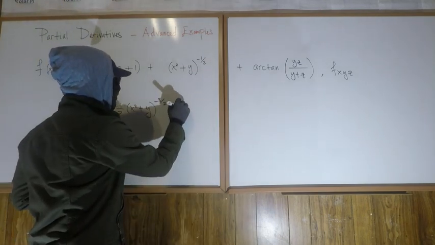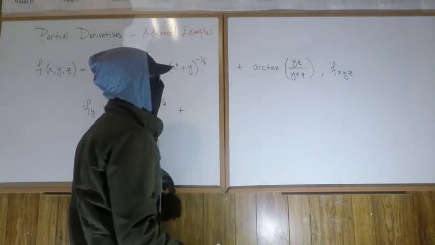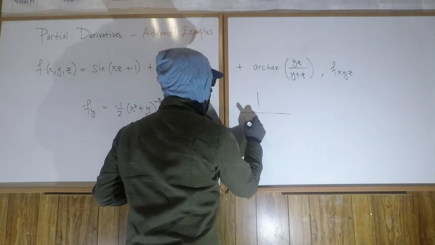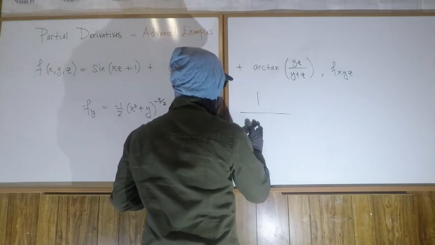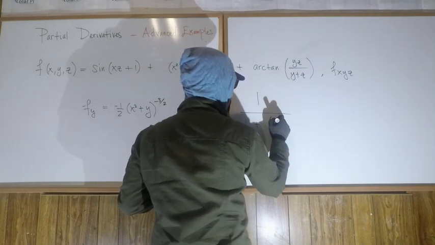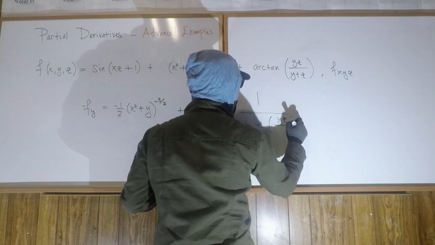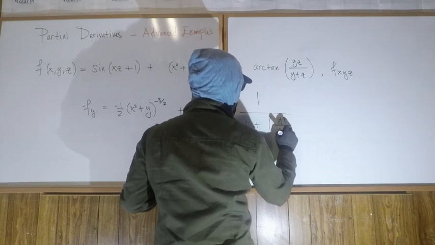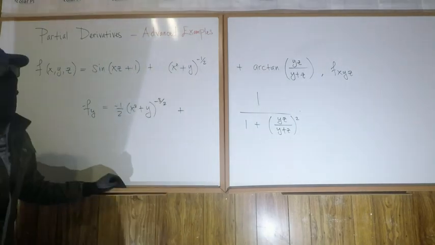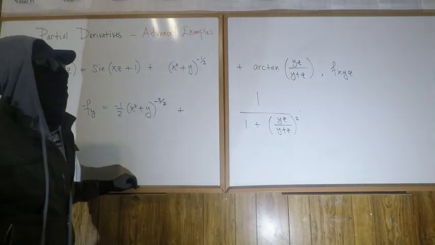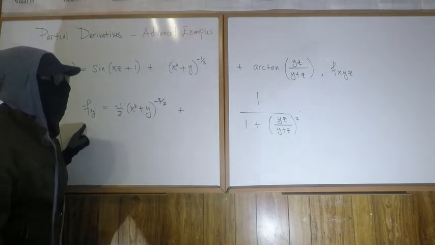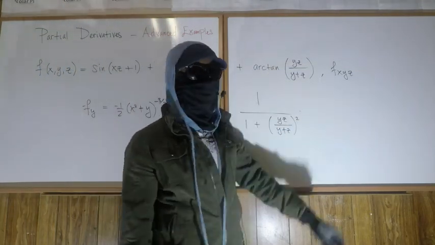Plus, we know the arctan derivative, so I'll cross over here. The arctan derivative is 1 over 1 plus whatever is in it squared, right? So whatever the argument is squared, so the argument here is yz over y plus z, so all of this squared, and then times, by chain rule, we need to multiply by the derivative of this inside, and we're doing fy, so yeah, we need to do chain rule there.